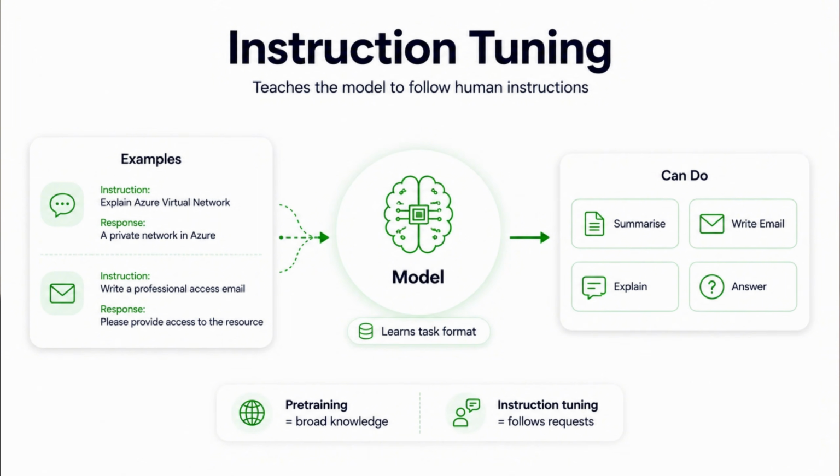By seeing these examples, the model learns how to respond to the user request. This is why modern AI assistants are useful. They do not only predict text, they understand the task format. If you ask them to summarize, they summarize. If you ask them to write an email, they write an email for you. Think of pre-training like giving someone a broad education. And instruction tuning is like giving that person customer service training.